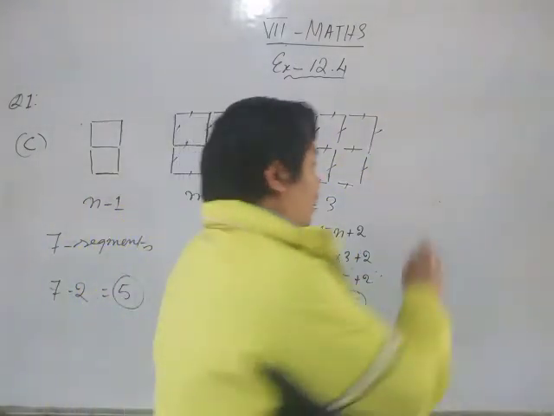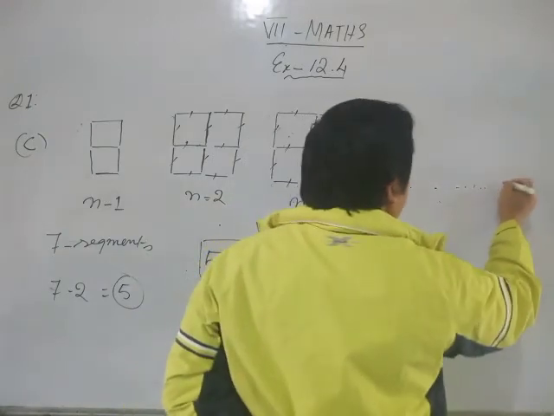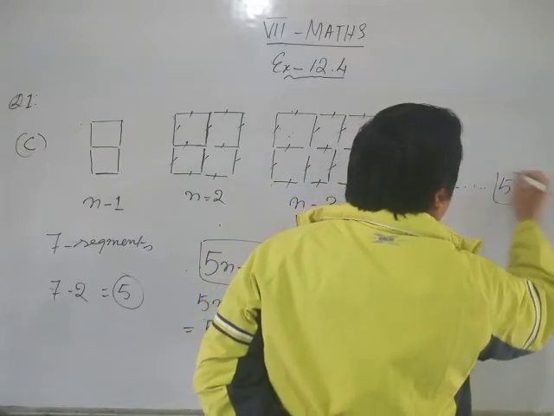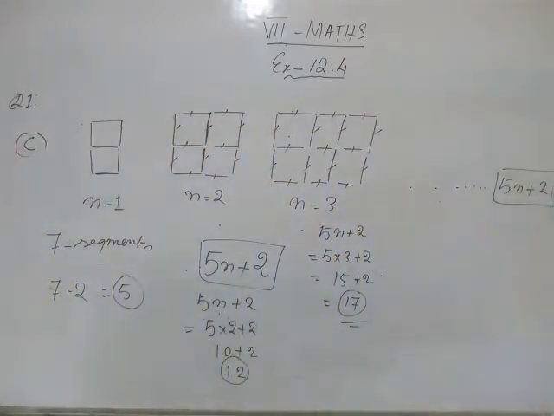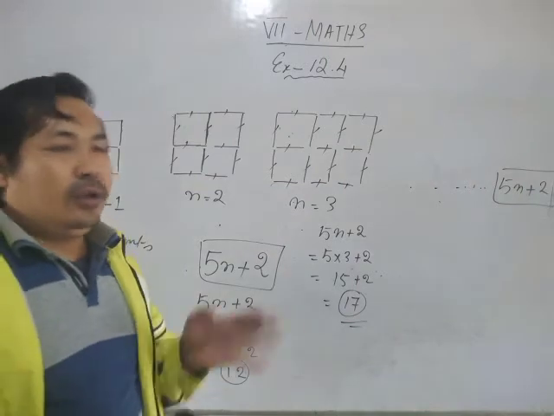Carry on. That's all. For n number of patterns, we will get 5n plus 2. Okay, so this is one. So with this, please get the answer of question number 1 asked below.